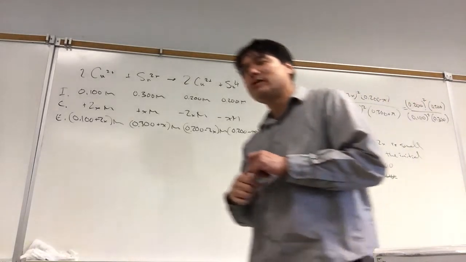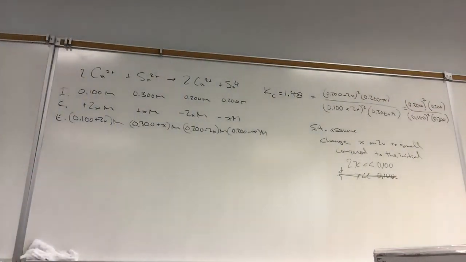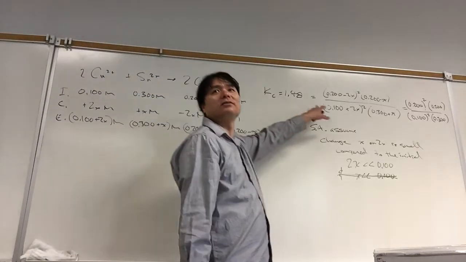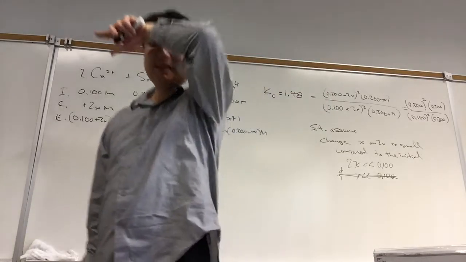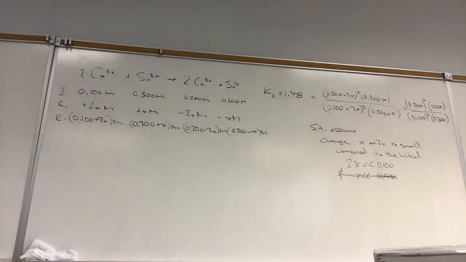All right, so our simplifying assumption got rid of the binomials, and then we try to solve them. 2.67 is equal to 1.48. Does that sound right? No, and then there's another problem. Is 2.67 x? No, 2.67 is just that.